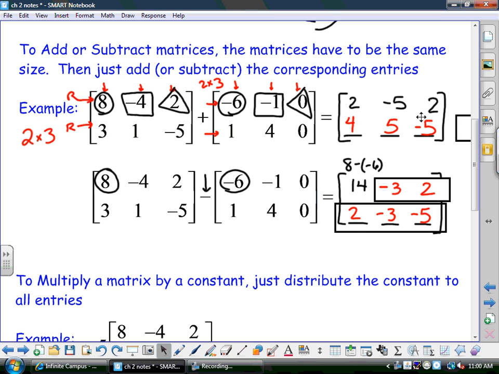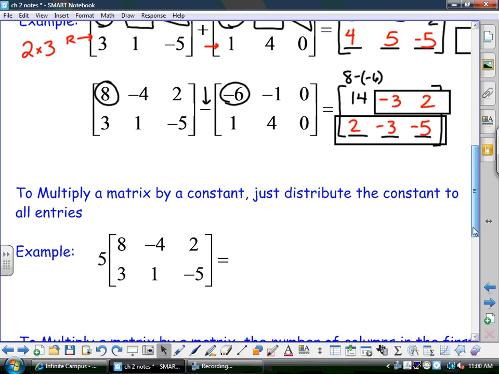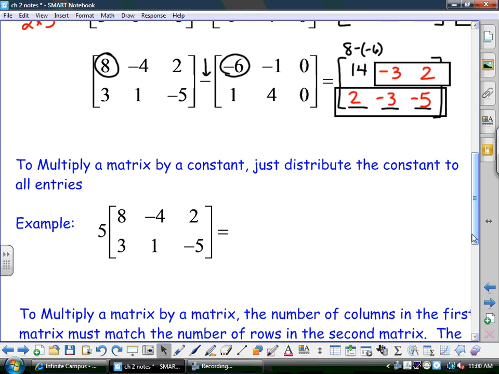Multiplying matrices is a little bit more difficult. But first of all, it's pretty easy to multiply a matrix by a constant. If we have a matrix and we're just going to multiply it by a number out front, that number is a constant or a scalar, you're just going to distribute that constant to all the entries. So in this case, we're going to multiply all 6 of those numbers by 5 to get our answer.